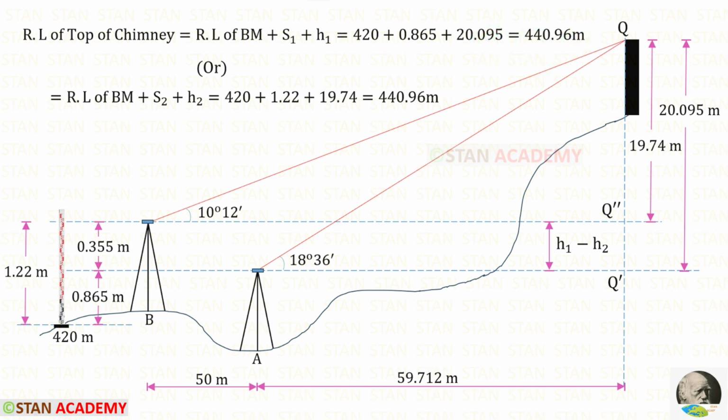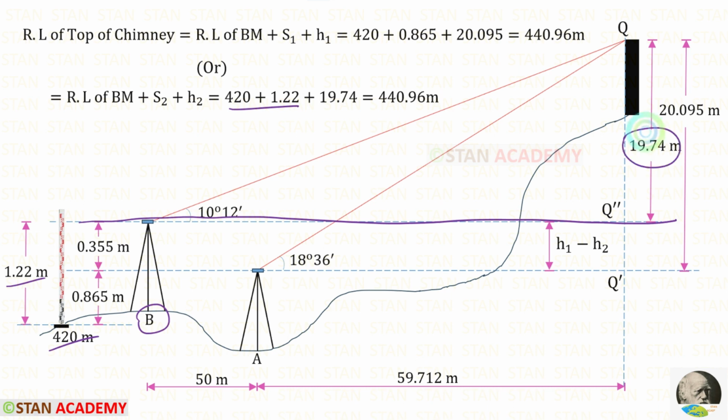Let us see the second method. We need to add the reduced level of the benchmark 420 and the staff reading from the station B. So we will be in this line. Then we need to add this height, which is h2. In this way also we are getting the same value 440.96 meter.